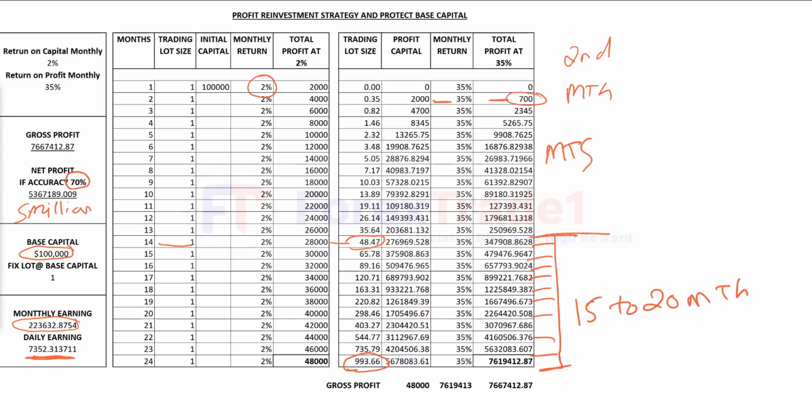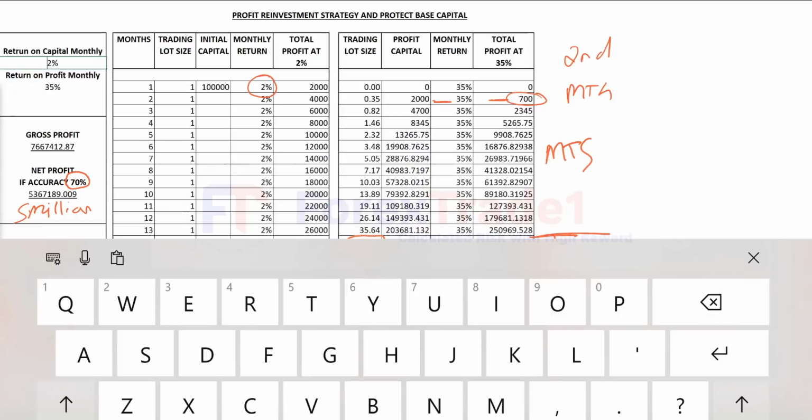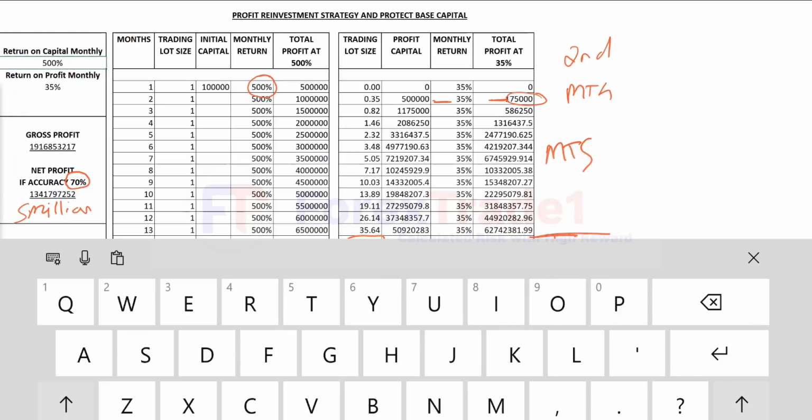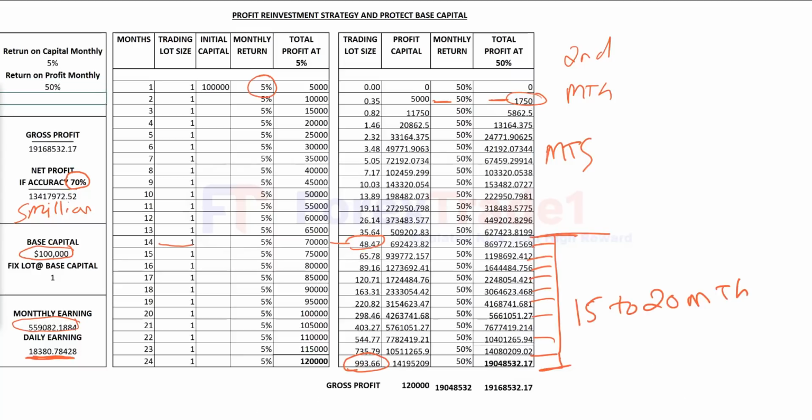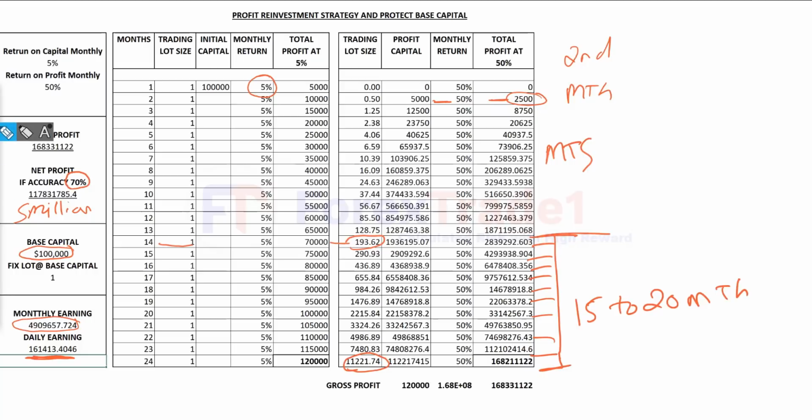Same way, suppose you want to trade it 5 to 50%, and you can see your daily return will be approximately 1661k at the end of the 24 months, because you are making a daily $5,000 profit, and that $5,000 you are putting at the 0.5 lot size.